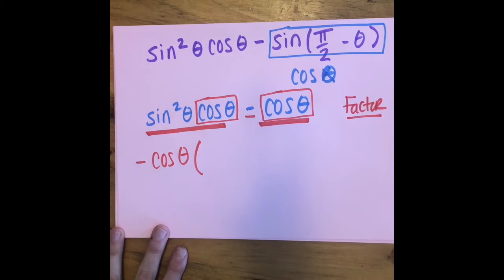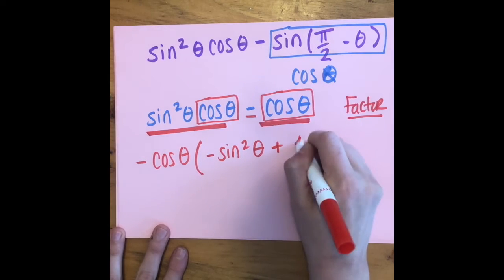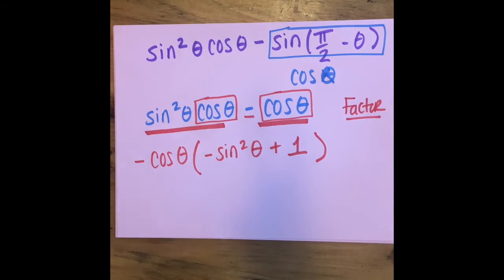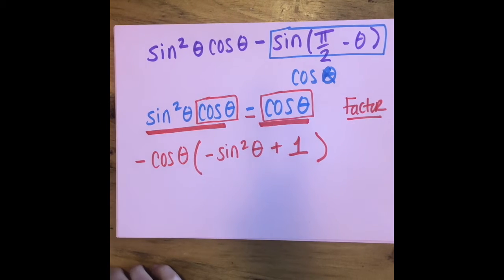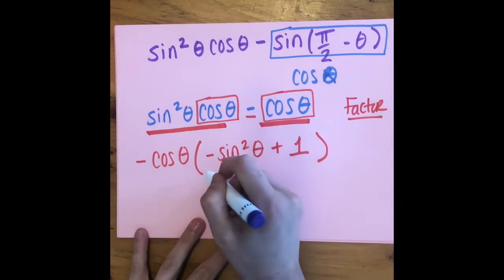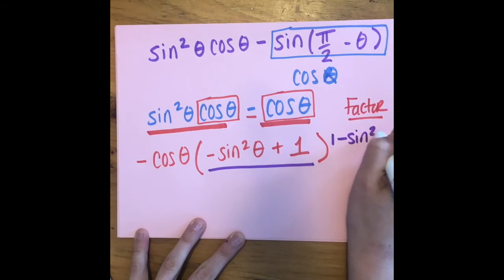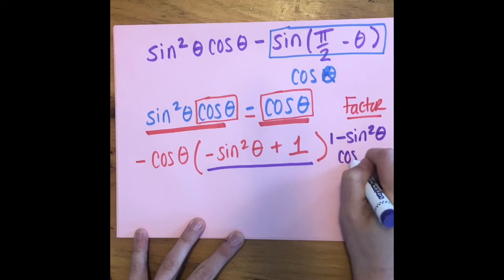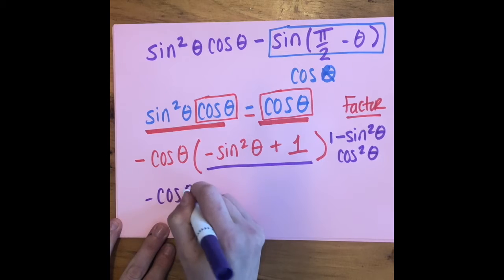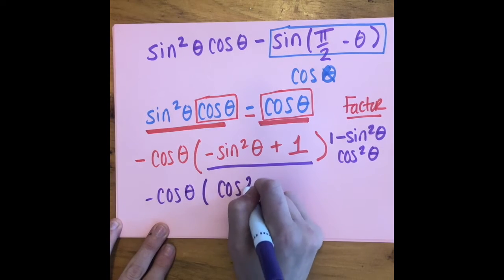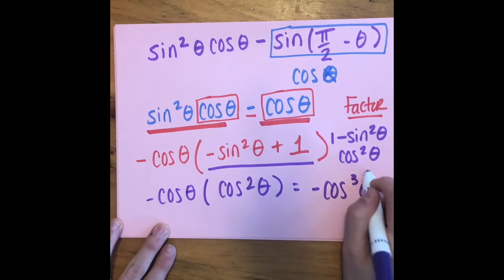When I do that, what's left with sine squared? It's negative sine squared theta plus 1. Right, so I factor out negative cosine, the second term becomes 1, and here we're left with negative sine squared theta. This is another way of writing the Pythagorean identity because it's 1 minus sine squared theta, which is cosine squared theta. So this is negative cosine theta times cosine squared theta, which is just negative cosine cubed theta.